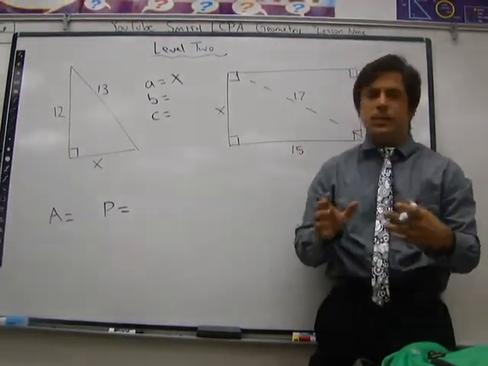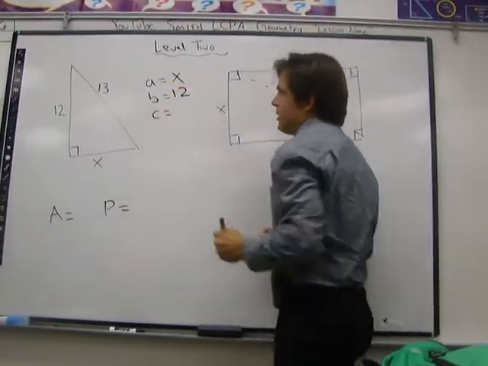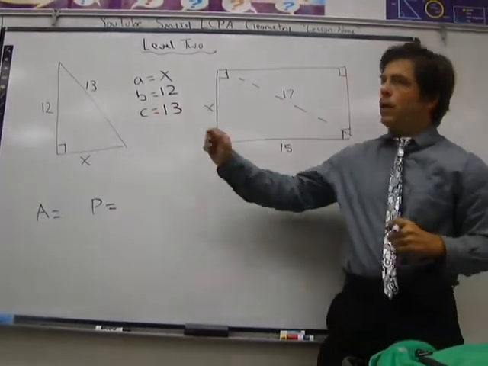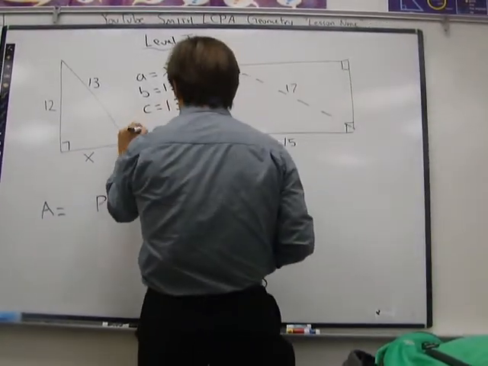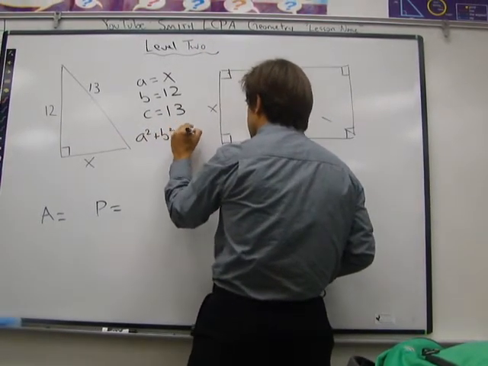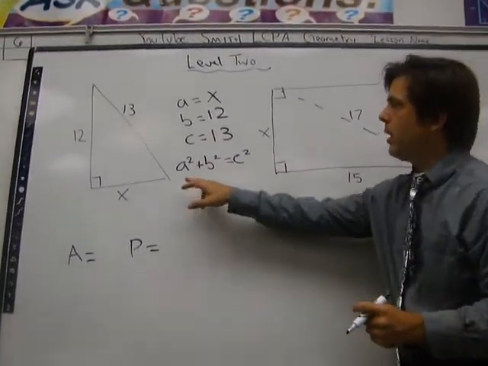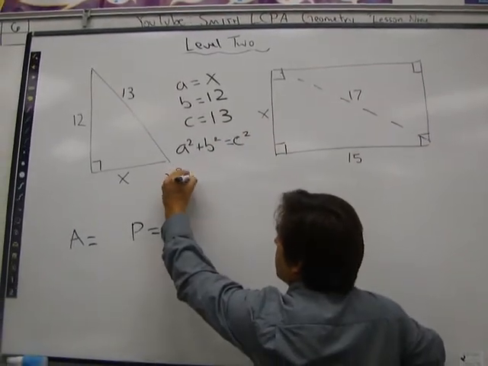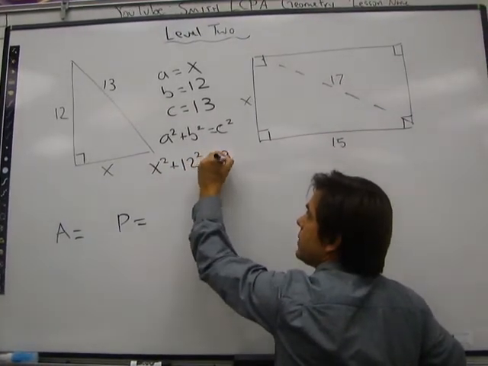Okay? B is the medium length side. So which one will be 12. 12. Good. And C is the longest side. 13. So if you've got this, the Pythagorean theorem works like this. A squared plus B squared equals C squared. Okay, so what's A again? X. So I'm plugging in here. X squared plus what is B? 12 squared equals 13 squared.